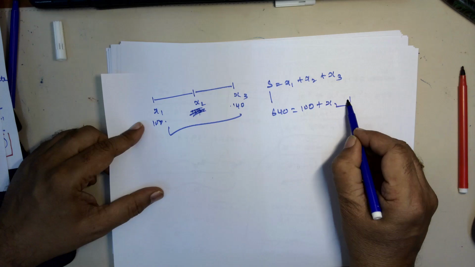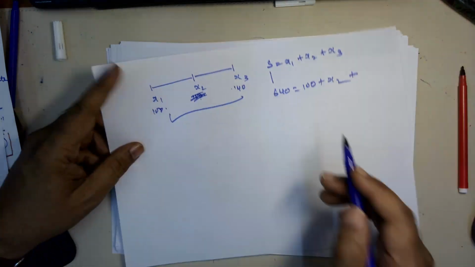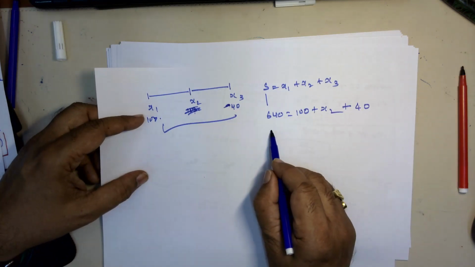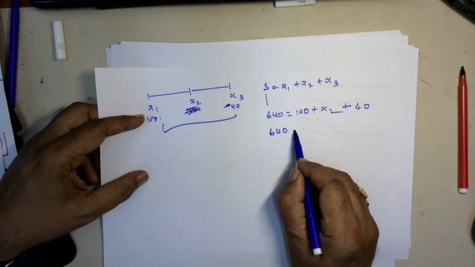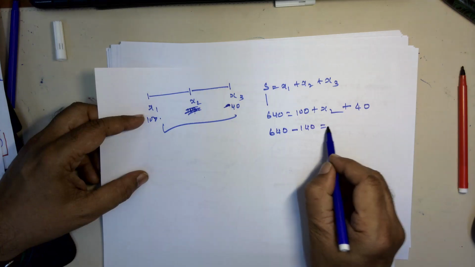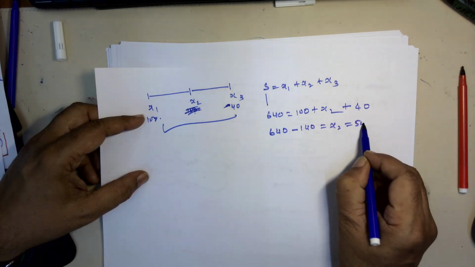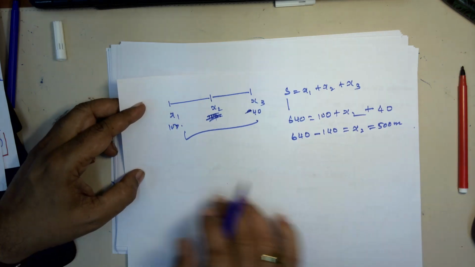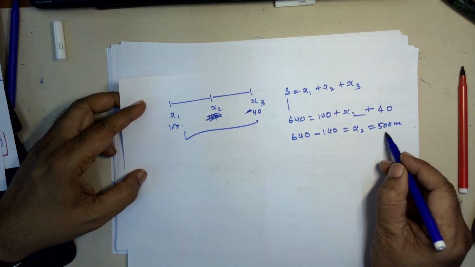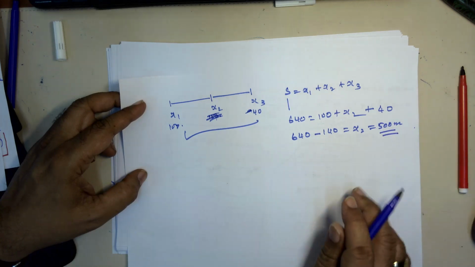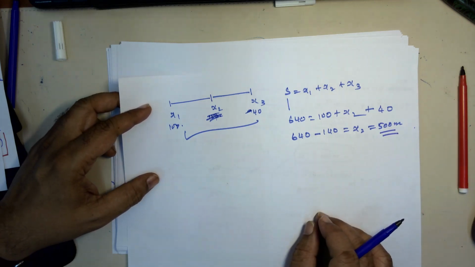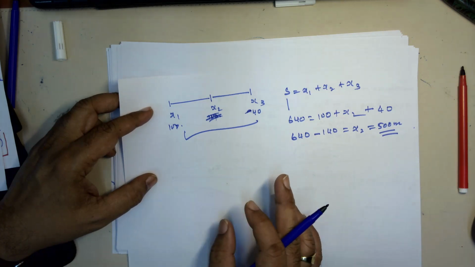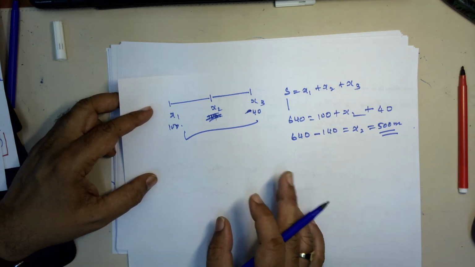And x3 is 40. Is it not? So it means 640 minus 140 is equal to x2, that is equal to 500 meter. Okay. Do you follow this? So now the x2 part is 500 meter. So the distance covered by uniform speed of 20 meter per second is 500 meter.